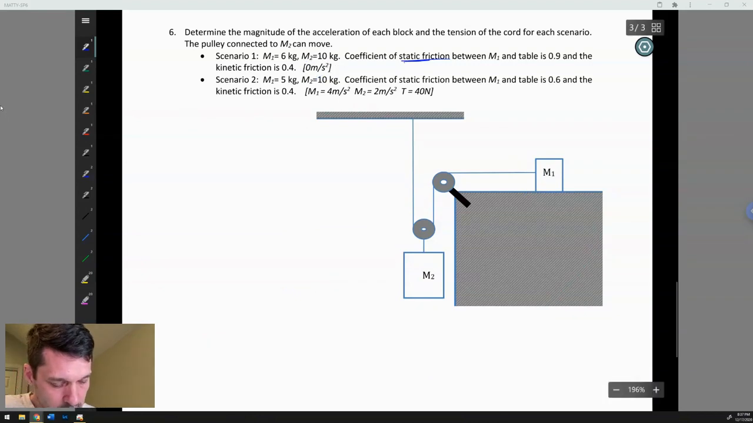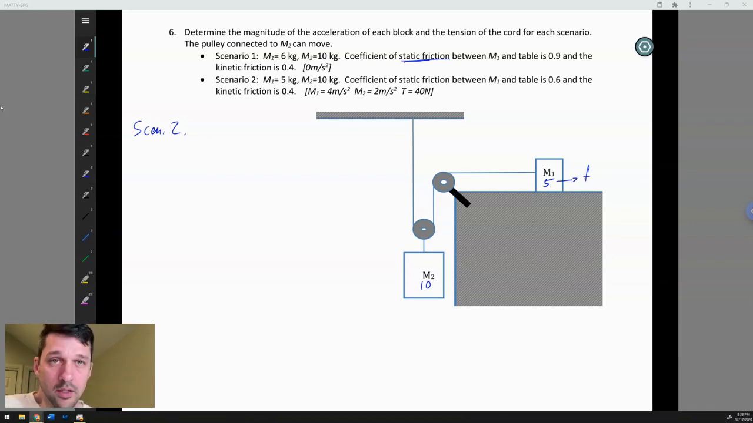Now, let's consider the second scenario. In this case, mass 1 is 5 kilograms. Mass 2 is 10 kilograms. The coefficient of static friction is 0.6, so there will still be friction in this direction, and the kinetic friction is 0.4. So to determine if it's actually going to move, again, we'd make that same comparison.